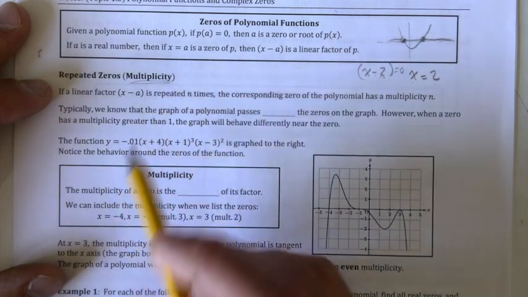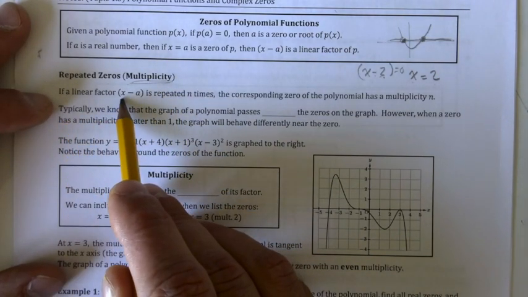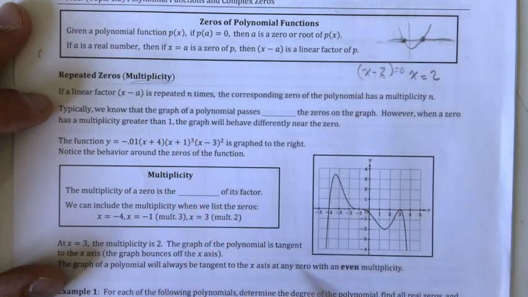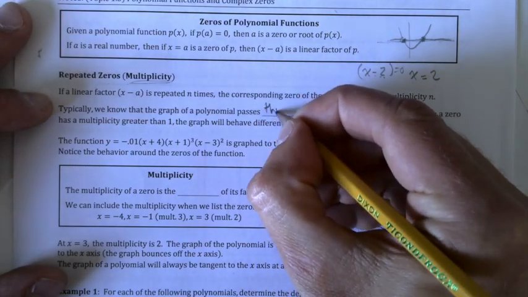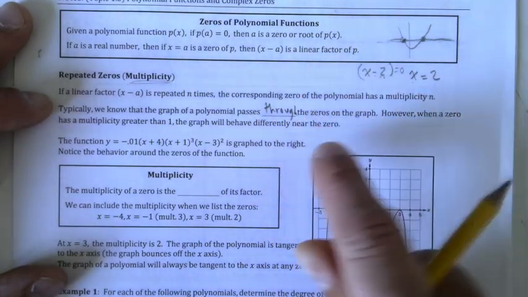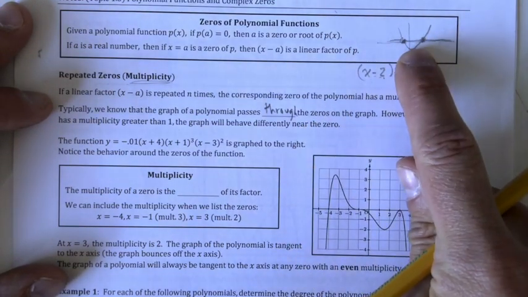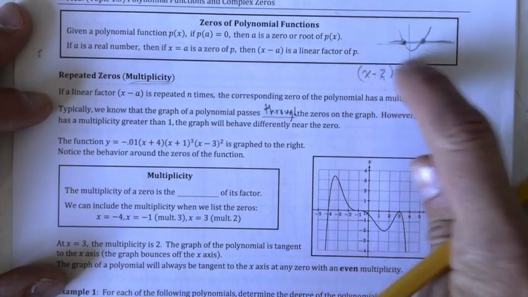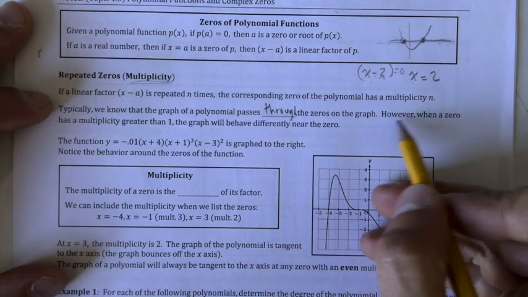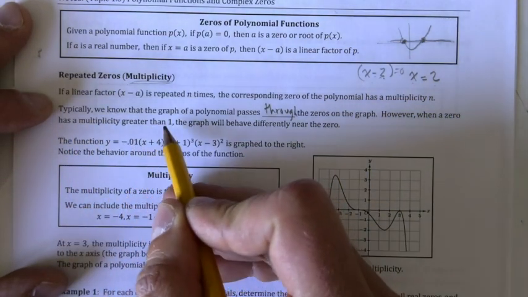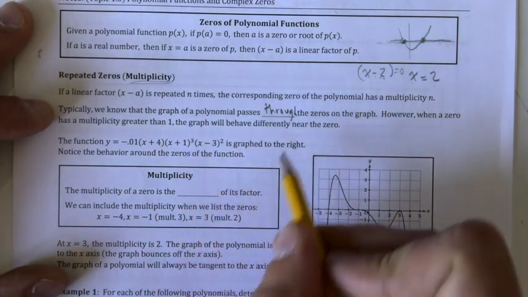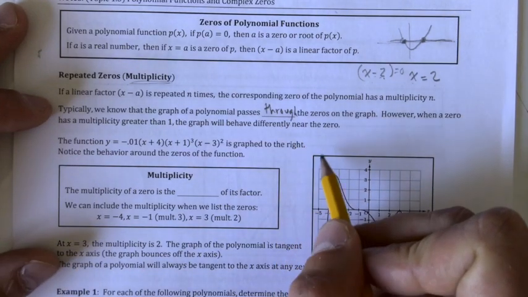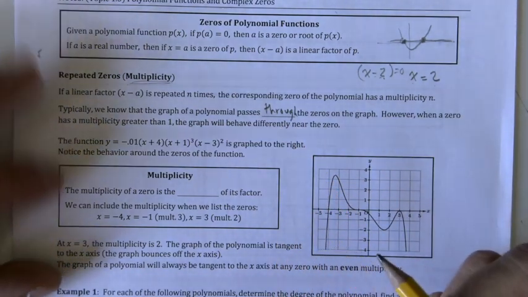We call that multiplicity. That happens when a factor like x minus a is repeated more than once. Typically, a graph passes through the zeros on a graph, right? If you think back to quadratics, you factor it, you know the 2 points where it will cross the axis. However, when a zero has multiplicity that is more than 1, so a factor repeats itself, then it would have different behavior depending on that multiplicity.